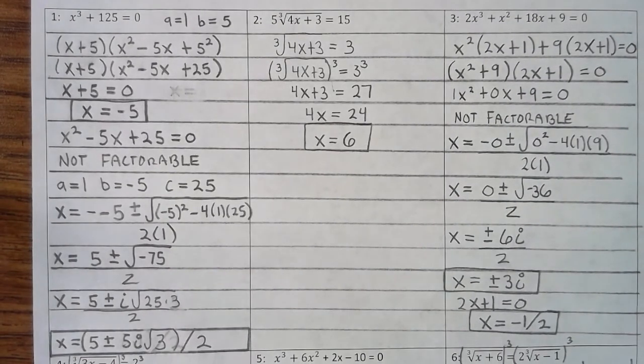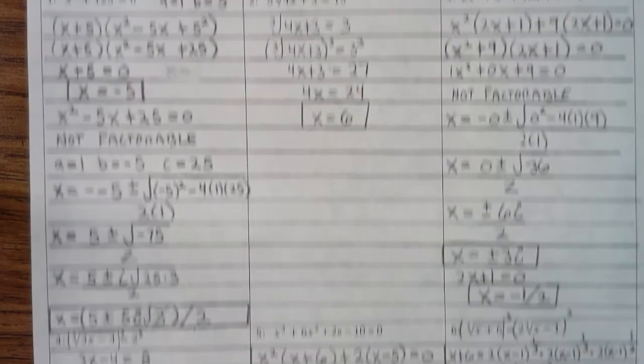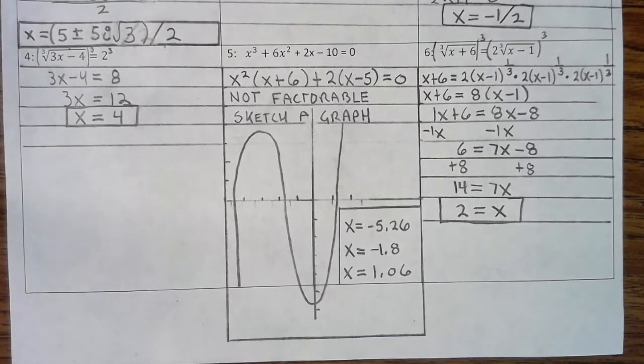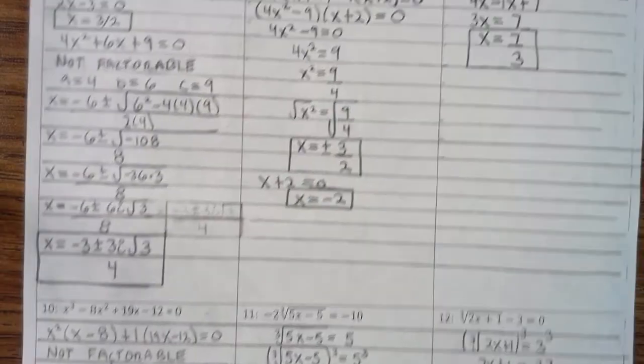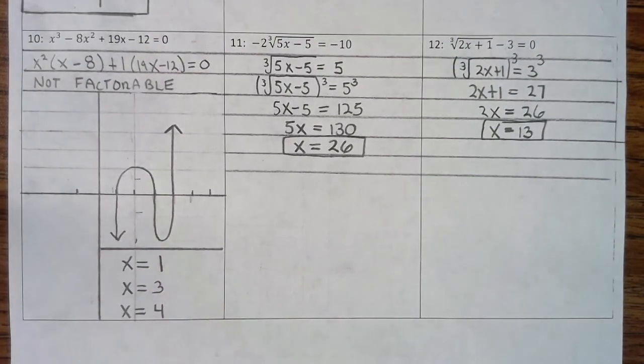So let me just leave up 1, 2, and 3 up for a few seconds so you can pause it. Now, on number 1, I ran out of space, so I had to put this in parentheses, but this is all being divided by 2. All right, now let's look at 4, 5, and 6. All right, now let's look at 7, 8, and 9. All right, and then 10, 11, and 12.